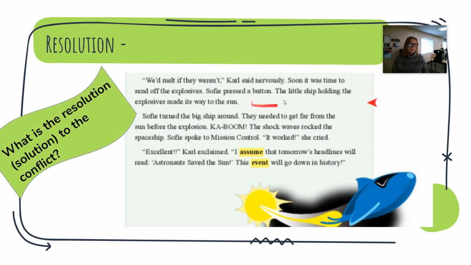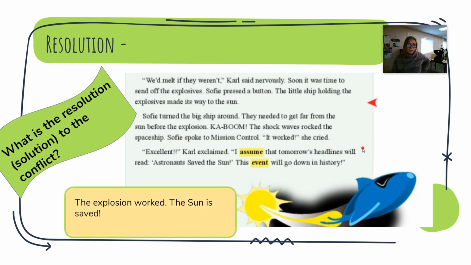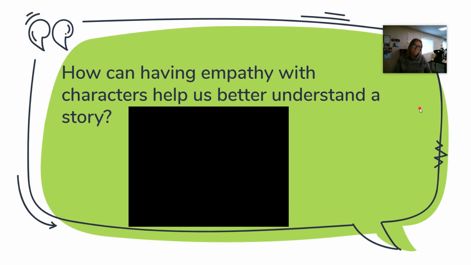So, what was the resolution or solution to the conflict? The explosion worked and the sun was saved. So this is a very simple, tie it up with a bow story that kind of shows conflict and resolution.